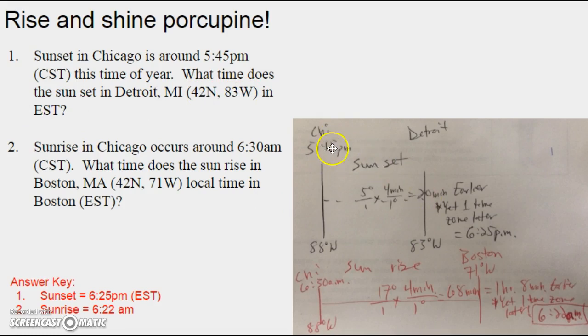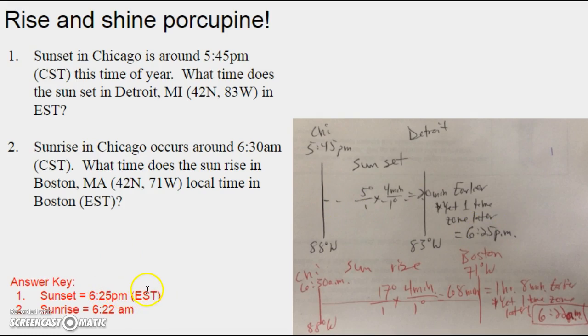Well, here's Chicago. It's 5:45 p.m. Here's Detroit, which is 83 west. Notice it's a difference of 5 degrees. So 5 degrees times 4 minutes per degree, that's 20 minutes earlier. Yet it's one time zone later. So I take my clock time, 5:45 minus 20 minutes is 5:25 p.m. in Central Standard Time. But that's 6:25 p.m. Eastern Standard Time.